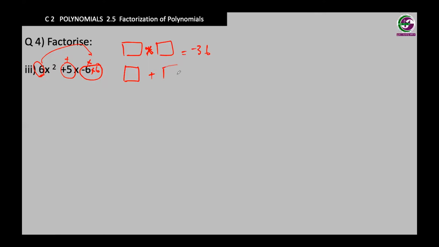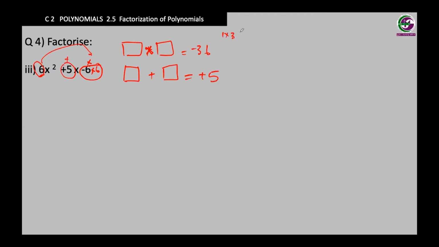Excellent. Now let's see what is the next question. 6x squared plus 5x minus 6. Again, on multiplication, you have to take this number here. So 6 times 6, 36 should be the negative 36 on multiplication and positive 5 on addition. Which two numbers, when you multiply, you will get negative 36, and the same numbers when you add, you will get positive 5. For that, you can think the factors of 36.